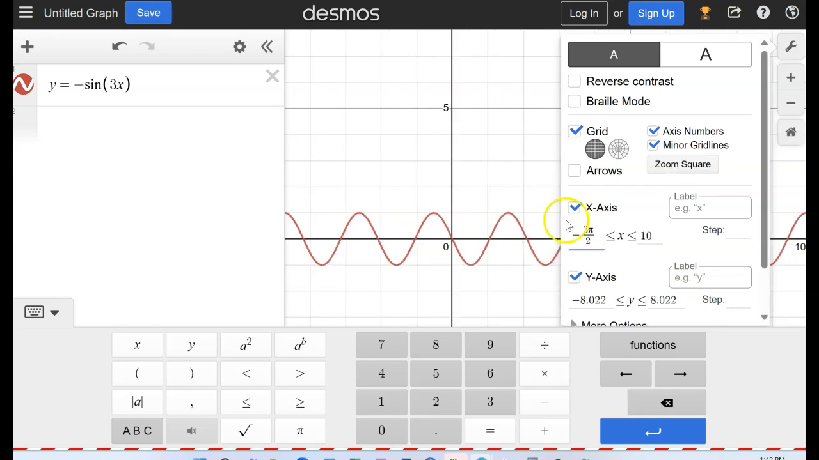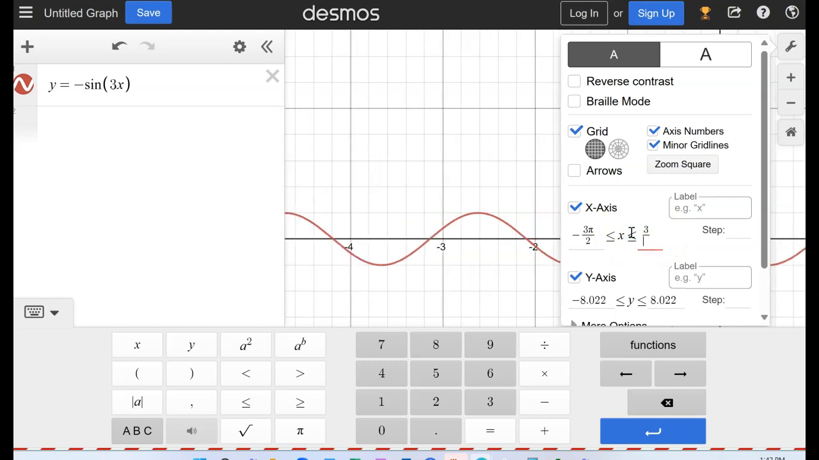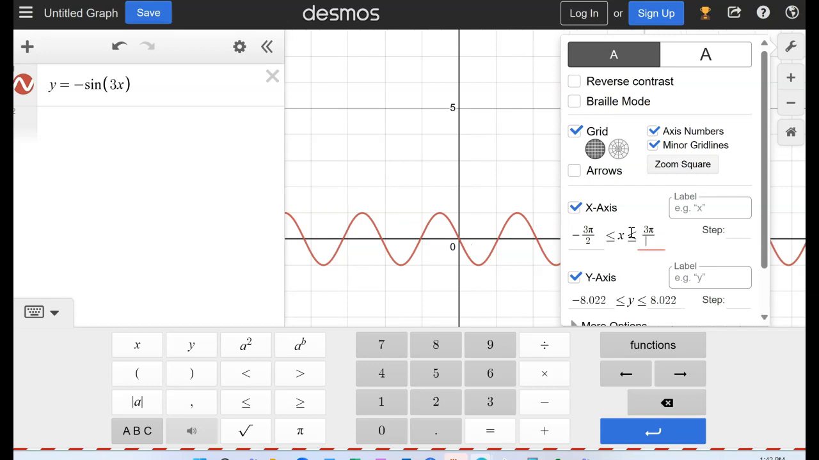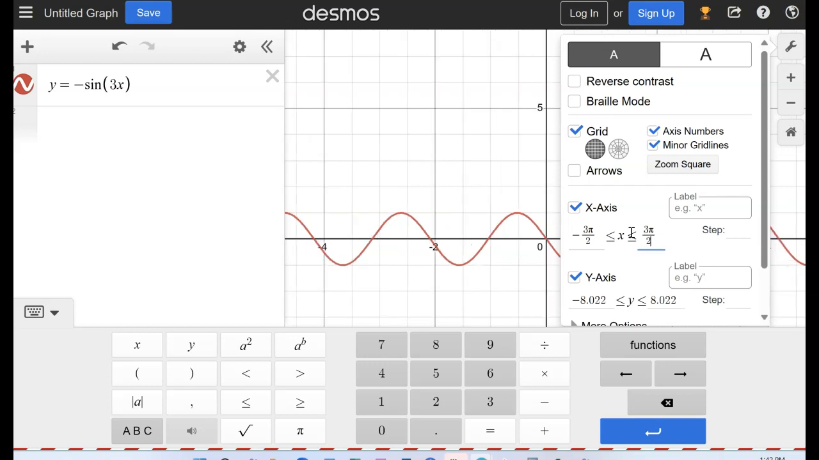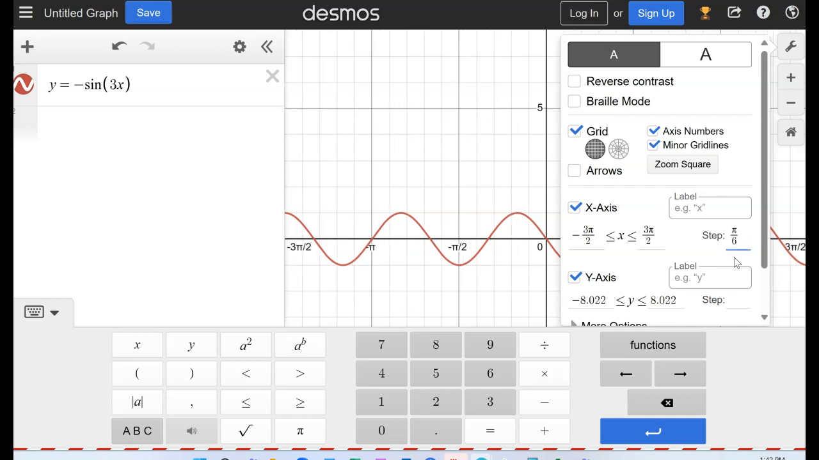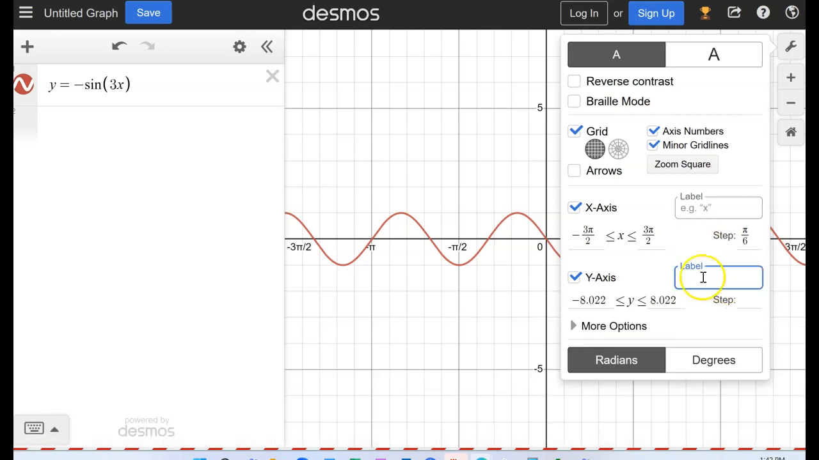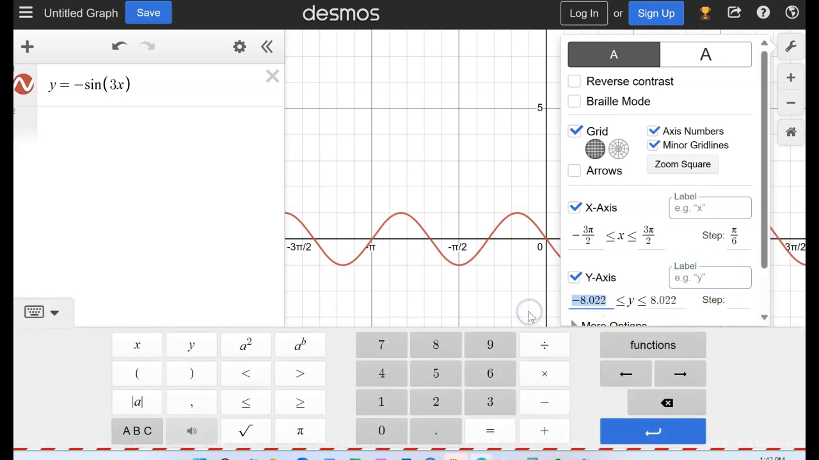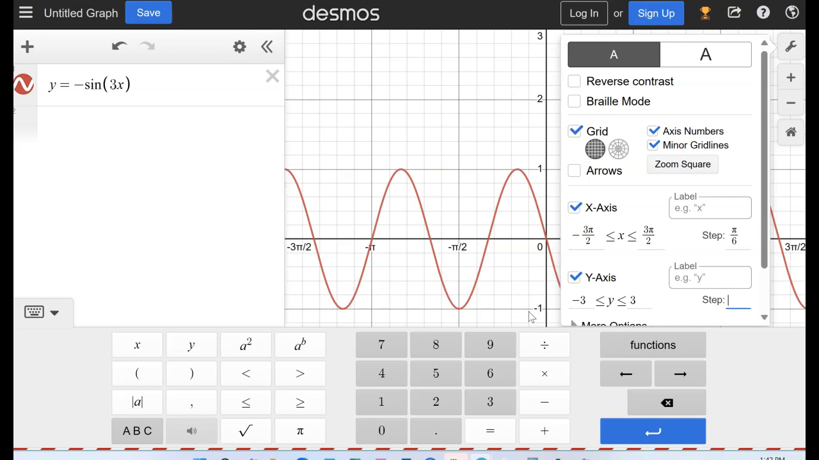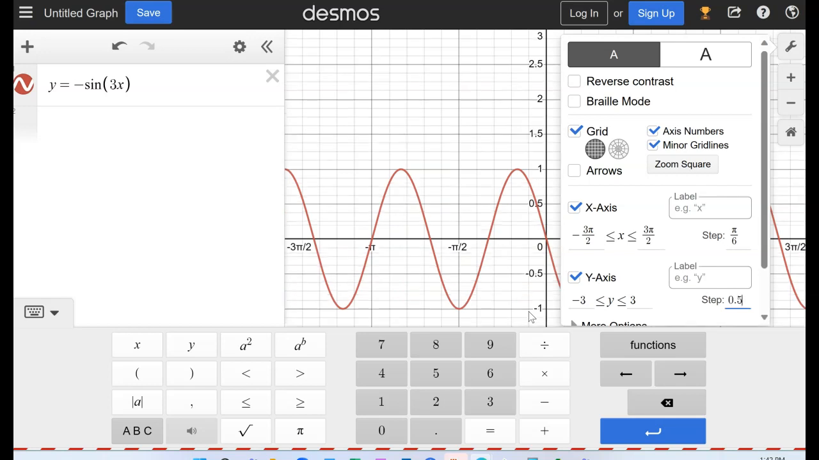And you can just type pi for pi. I don't remember if I've told you that already or not. 3 pi, and then you just do the slash for division, and then you can label if you want, but what I'm really going for is step. That's your tick marks. So we want ours to be pi over 6, and it really will do that for you. And then y-axis, we want to go negative 3 to 3, and I guess they were 0.5 is what they really were.